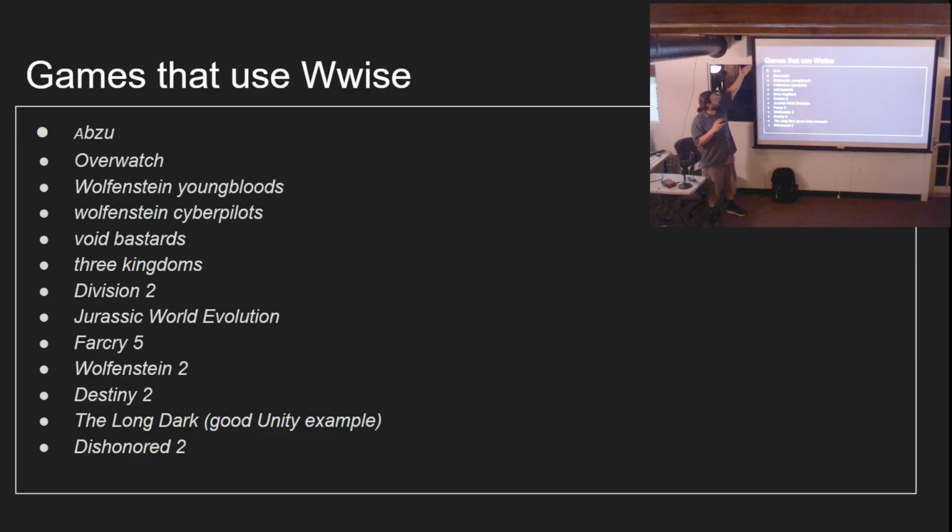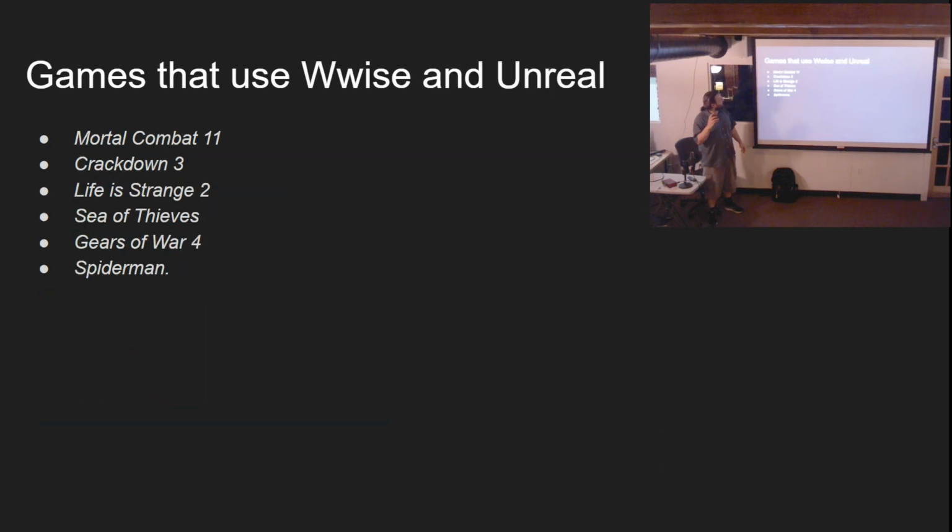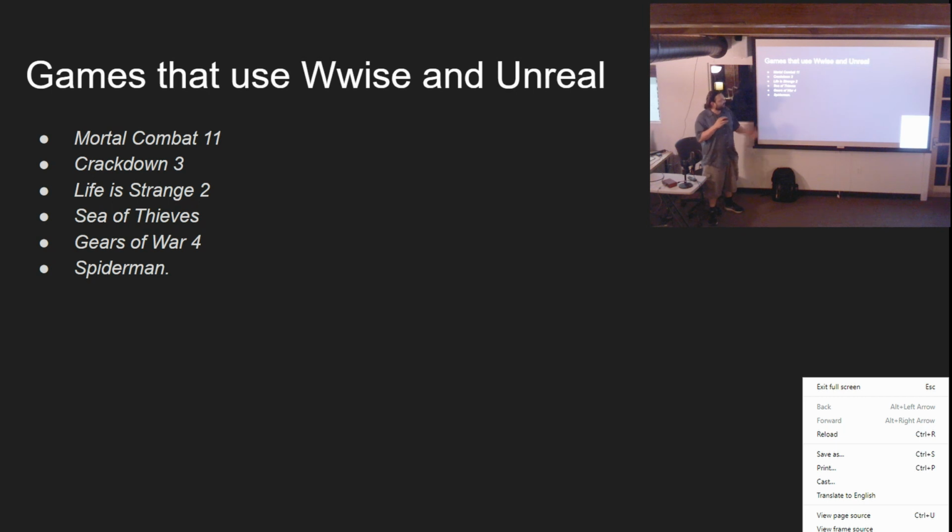So first, a list of games that use Wwise. Some of them kind of surprised me, like Jurassic World Evolution kind of surprised me a little bit. Void Bastards surprised me a little bit as well. Dang it. On that last screen was The Long Dark, which is a really good Unity example of a game that uses Wwise. And then here are games that use both Wwise and Unreal, which again, Mortal Kombat kind of surprised me, mostly because I feel like they would have had their own internal thing instead.